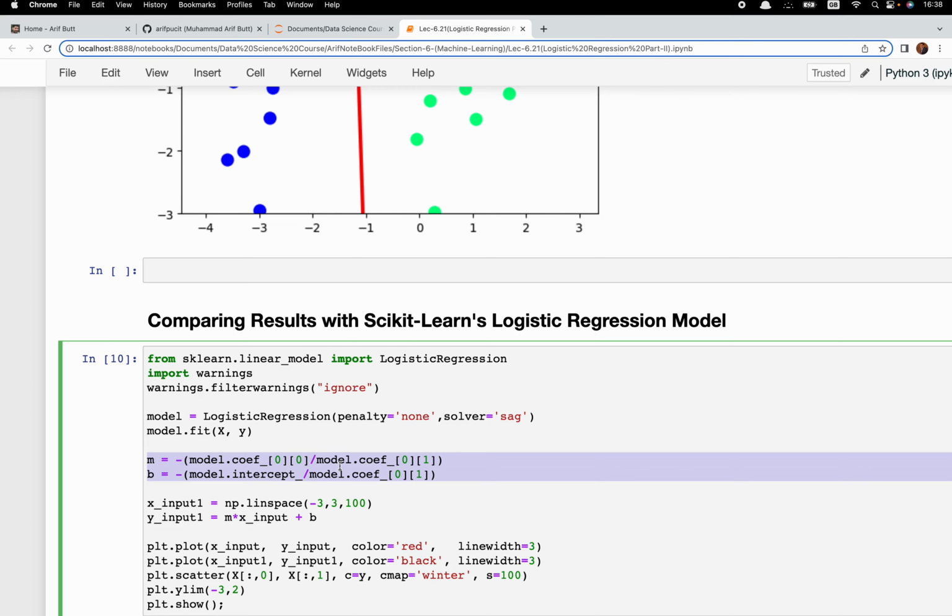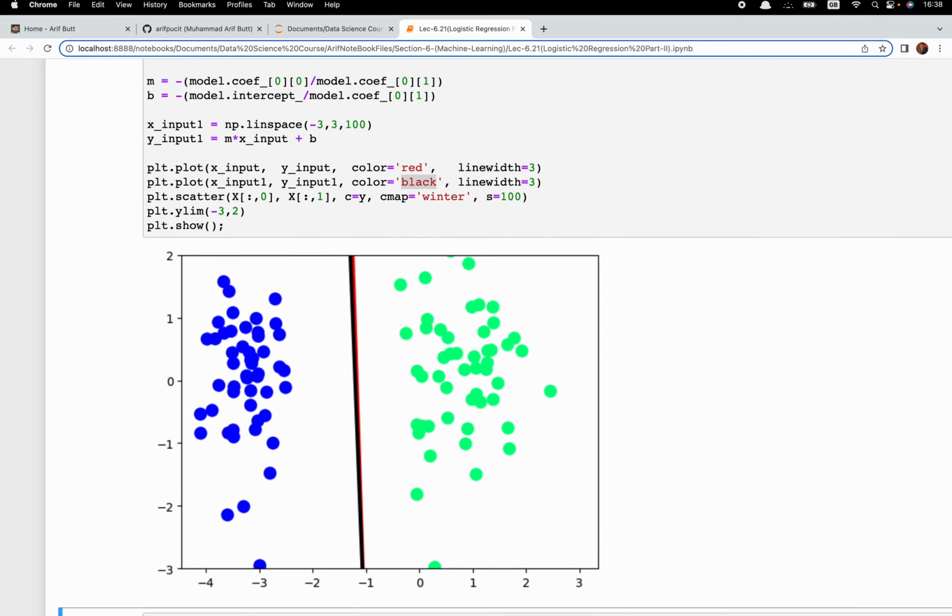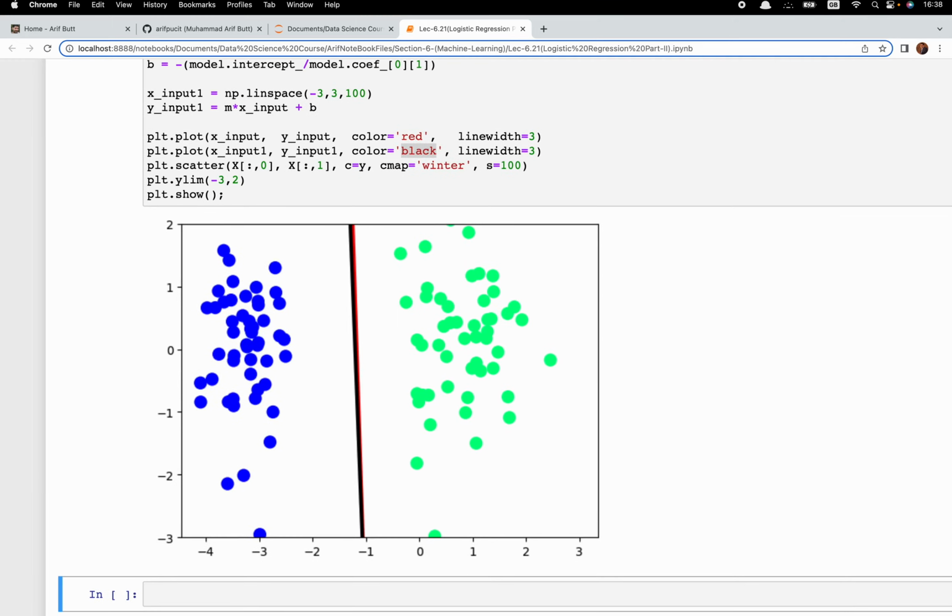From these I can easily compute the slope and the y-intercept. Rest of the code is same. Just note that I am plotting both the decision boundaries. The decision boundary for my gradient descent algorithm is in red color, while the decision boundary of Scikit-Learn is in black color. Let me just execute this code again and show you the graph. Great job done. See, the two lines are overlapping now. So our gradient descent algorithm is almost giving us the same decision boundary as given by the Scikit-Learn's logistic regression model.